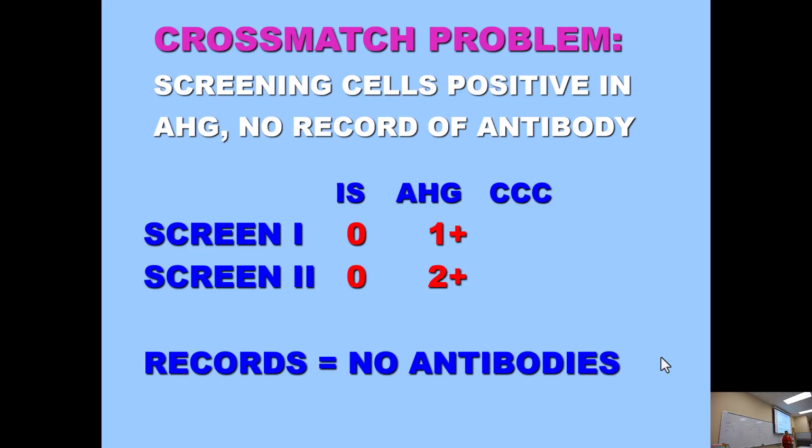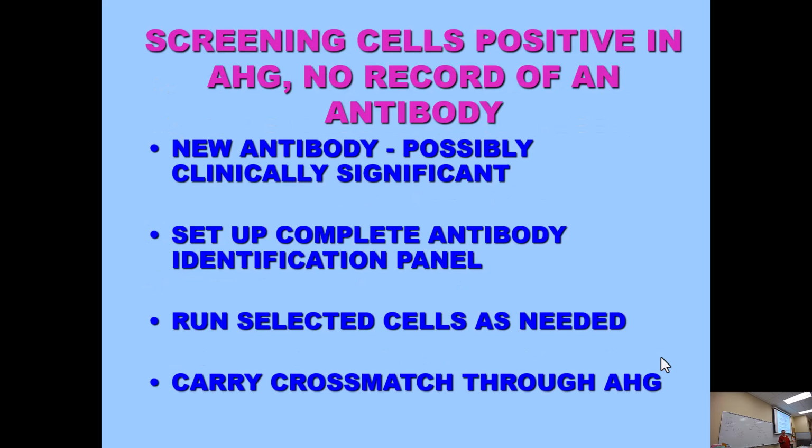Another one, screening cells are positive in AHG, no record of an antibody. So, whoop, we got a problem. Then we have a possible new antibody, probably clinically significant, if it's positive in AHG. We're gonna set up a complete panel ID, just like we did last week. Run selected cells as needed, and then you're gonna carry your cross-match through AHG again.